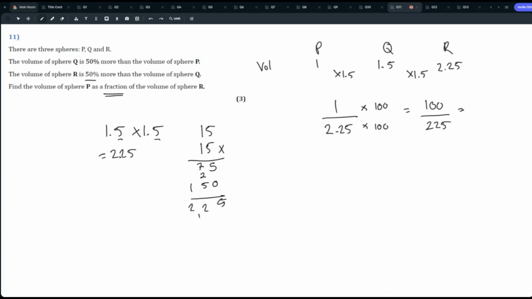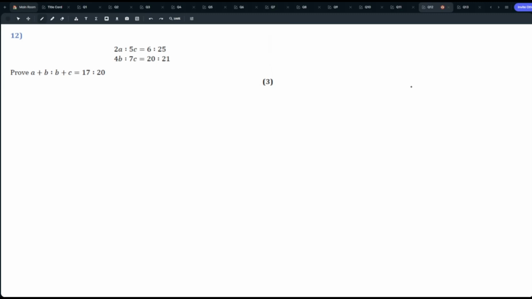Now this, if we cancel this down, this will be 20 over 45. Then we can cancel that down again as 4 over 9. Okay, and that's finished. Question number 12. We just have some split ratios again, but the way it's presented is different than our first question. So 2a to 5c equals 6 to 25. Now, what I can do here is write this in fraction form. 2a over 5c equals 6 over 25.